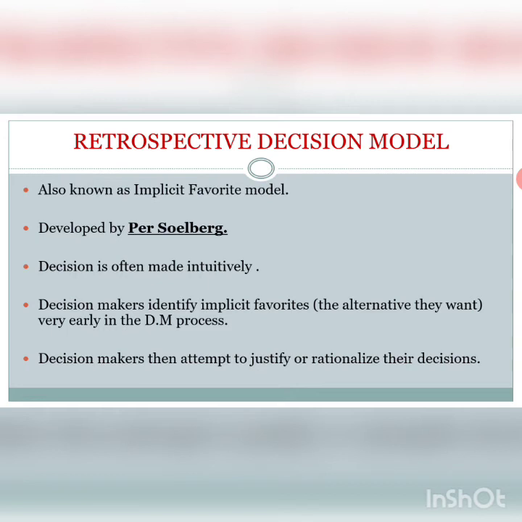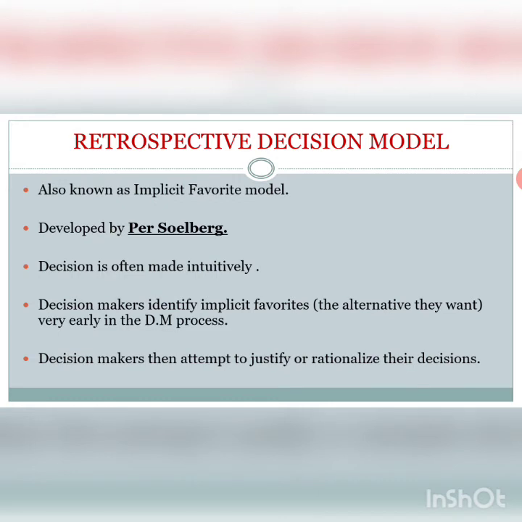Then we have the retrospective decision model. It is also known as the implicit favorite model, and it was developed by Per Solberg, and decisions are often made intuitively. Decision makers identify implicit favorites, that is the alternative they want, very early in the decision making process. That means the decision maker already knows what type of solution he or she wants to implement. He or she identifies that particular solution very early, the alternative that they want, and they proceed accordingly.